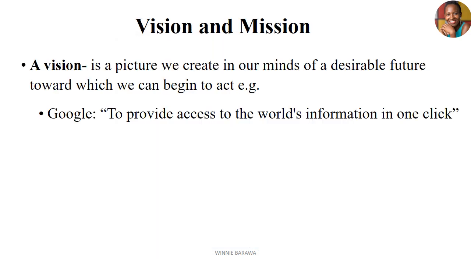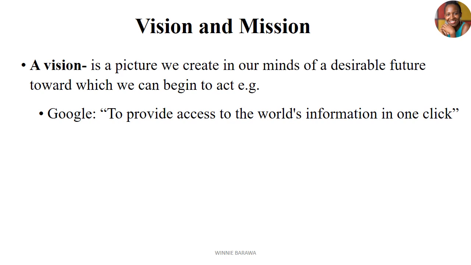So we've mentioned that vision, mission, and values are the ones that propel the future of an organization. It's therefore very key for us to understand what vision and mission are because they are different words, although most of the time they are normally confused or interchangeably used. So a vision is a picture that we have in our mind of the future that we wish to be at.